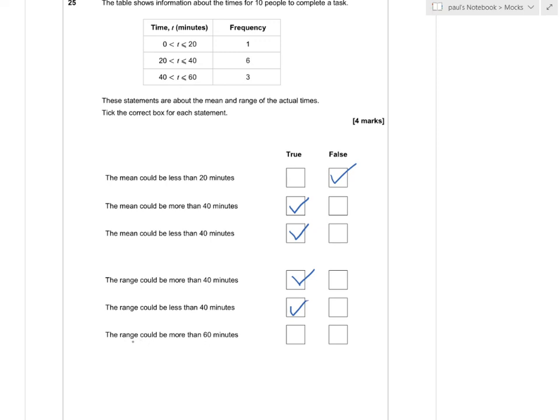True or false there. The range could be more than 60. No, it couldn't, because then the total range is only going to be 60 altogether. So that's false.